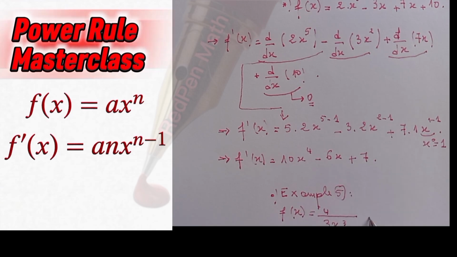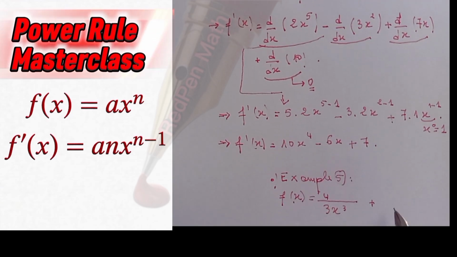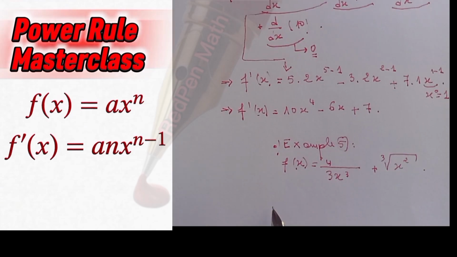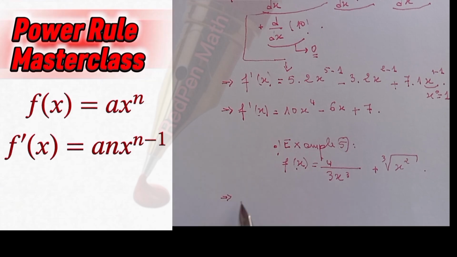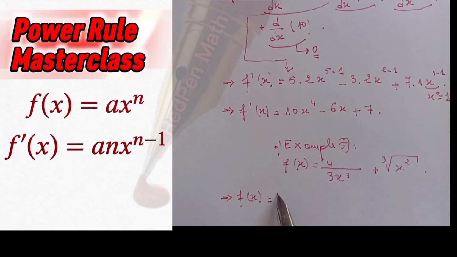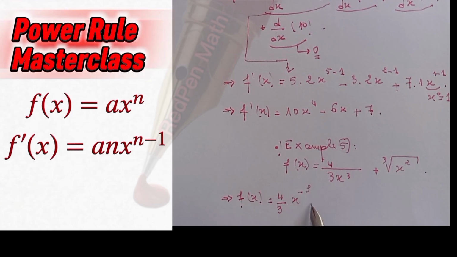Example 5. The challenge. f of x equals 4 over 3x cubed plus the cube root of x squared. First, rewrite everything as powers. 4/3 times x to the negative 3 plus x to the 2/3. Now differentiate.